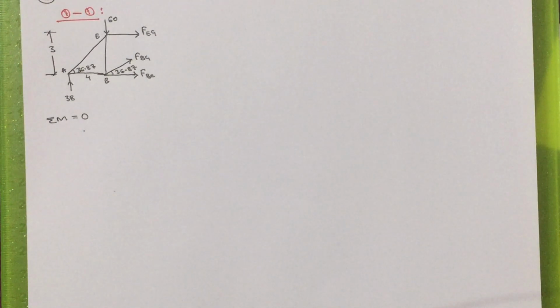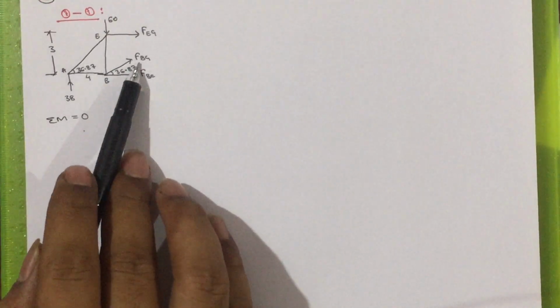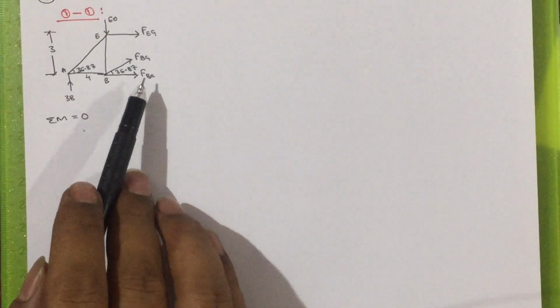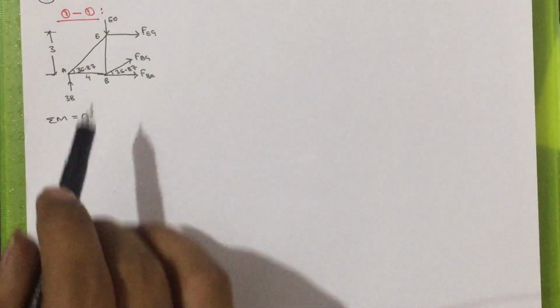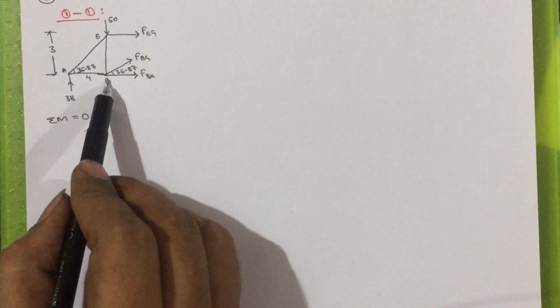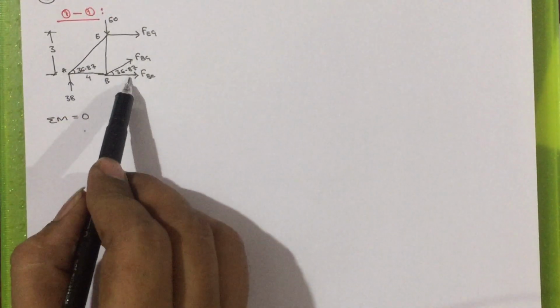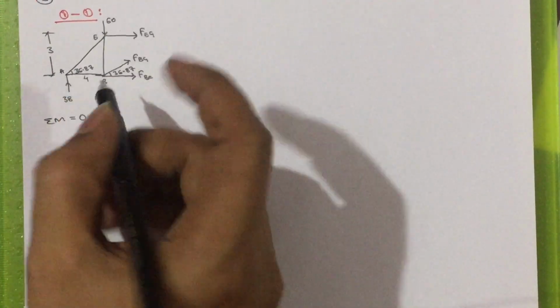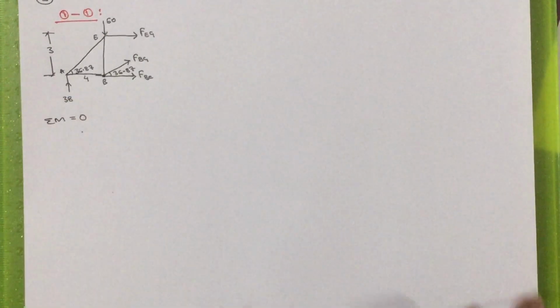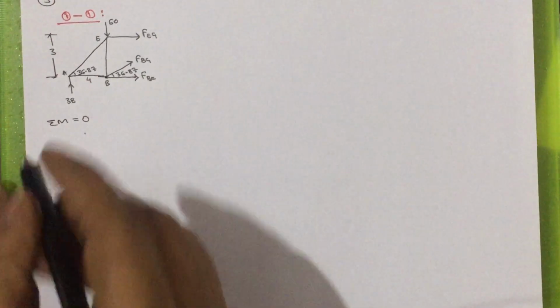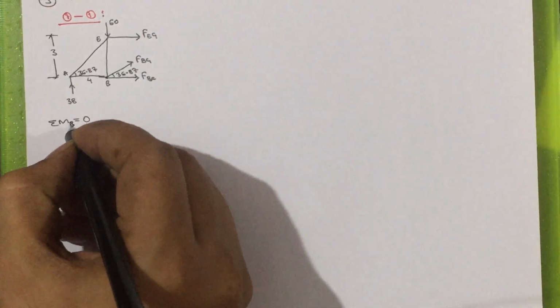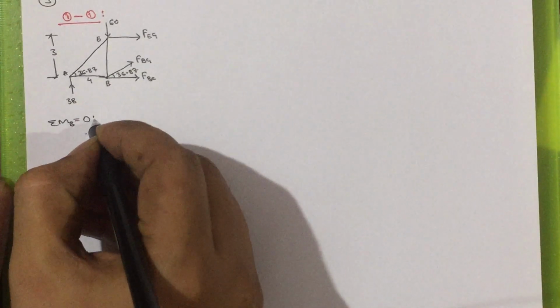If you want to solve the problem easily, you need to consider the point at which more number of unknown forces are acting. Here the unknown forces are FEG, FBG and FBC. Where more forces are acting, at E point or B point. So at B point 2 forces are acting. So let us take B point as the moment center. So sigma MB is equal to 0.